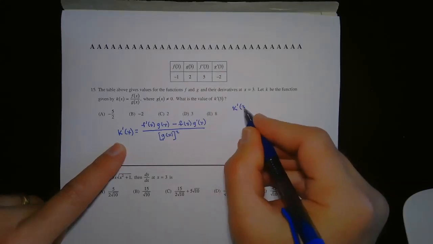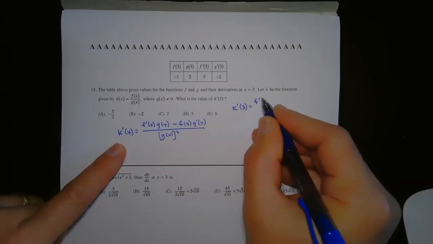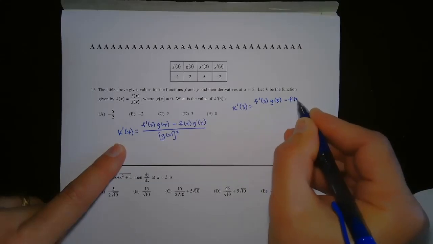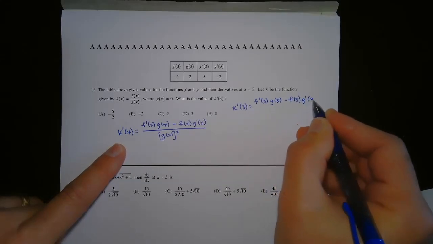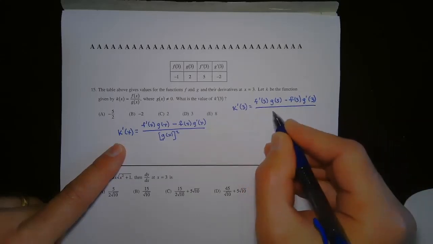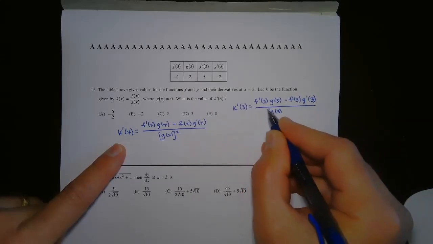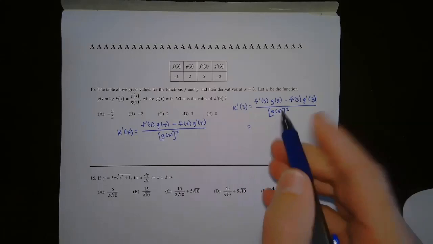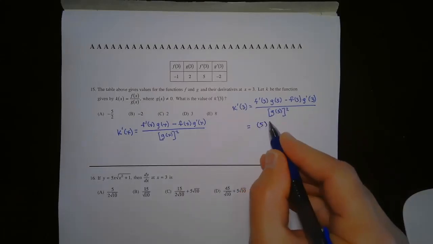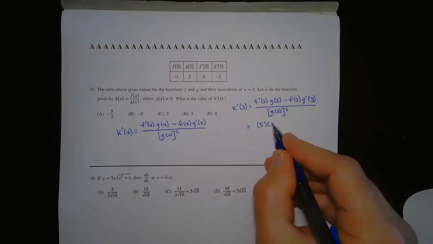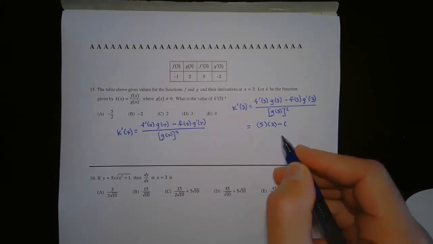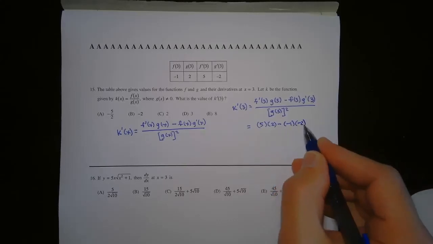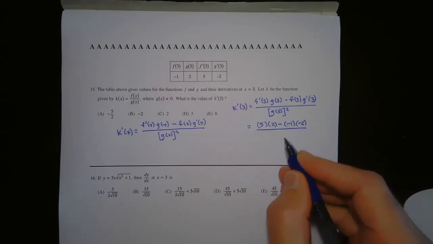K prime of 3 would equal f prime of 3 times g of 3 minus f of 3 times g prime of 3, all over g of 3 squared. So what's f prime of 3? F prime of 3 is 5. So this would be 5 times g of 3, and g of 3 is 2. And then minus f of 3, which is negative 1, and then g prime of 3 is negative 2. And then back to the g of 3, which is 2, and we're going to square that.